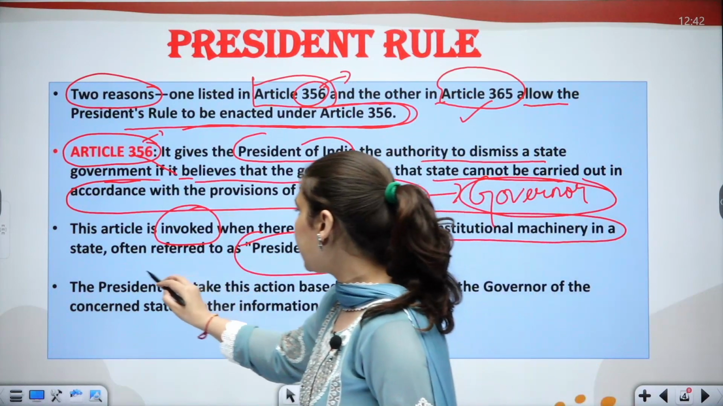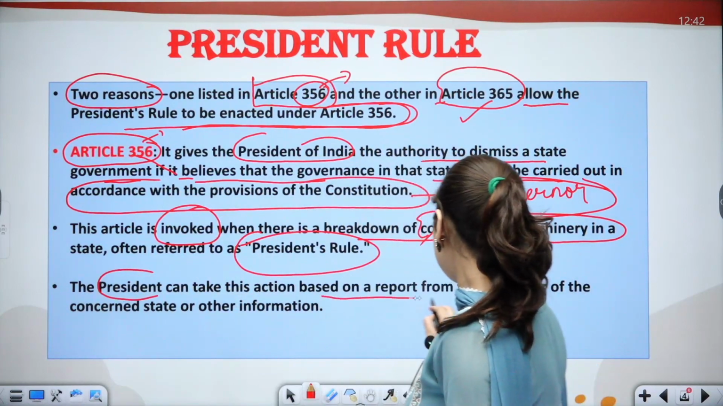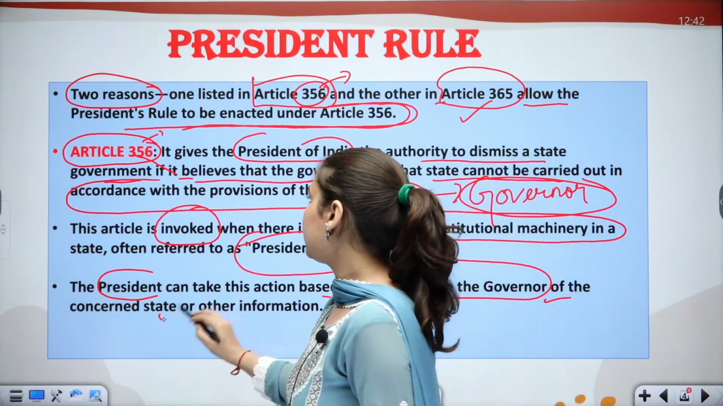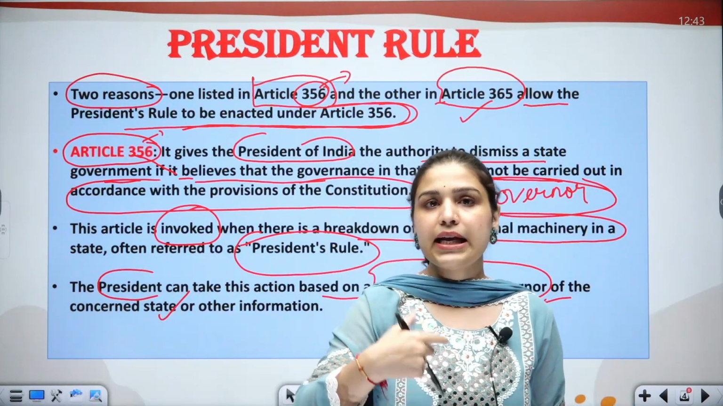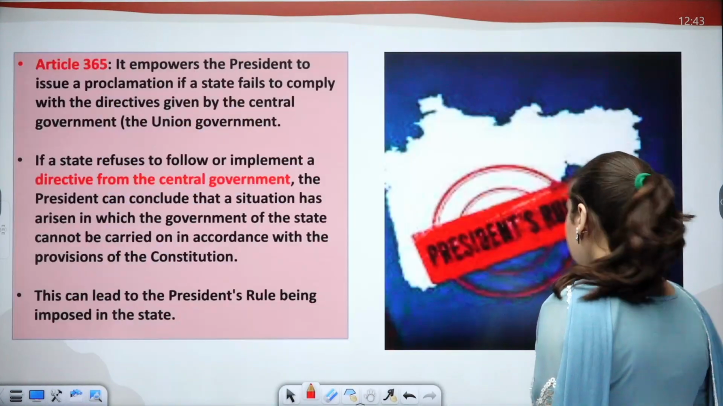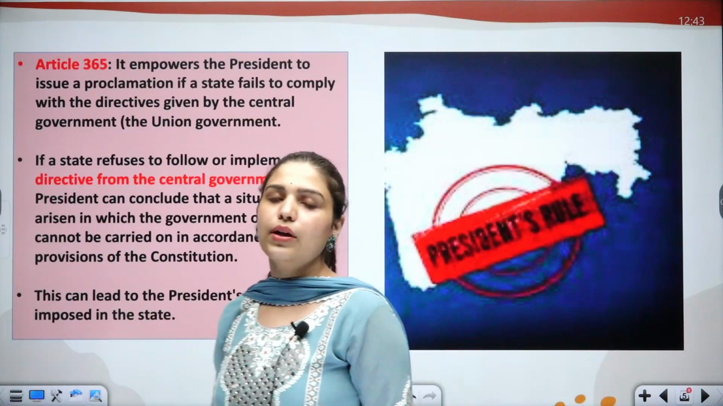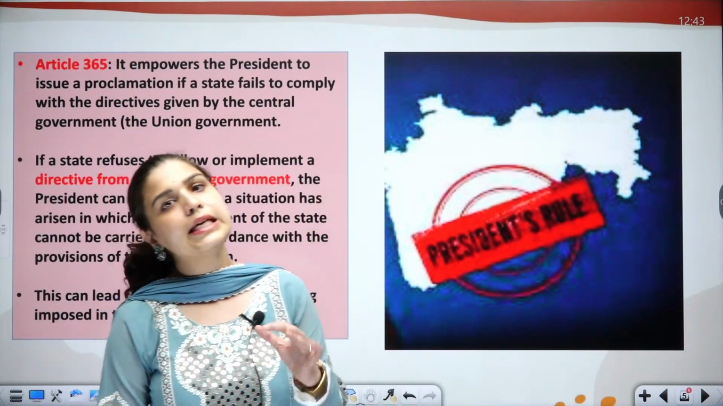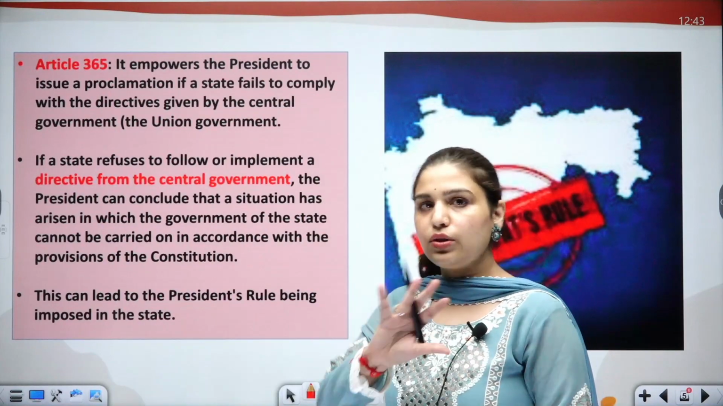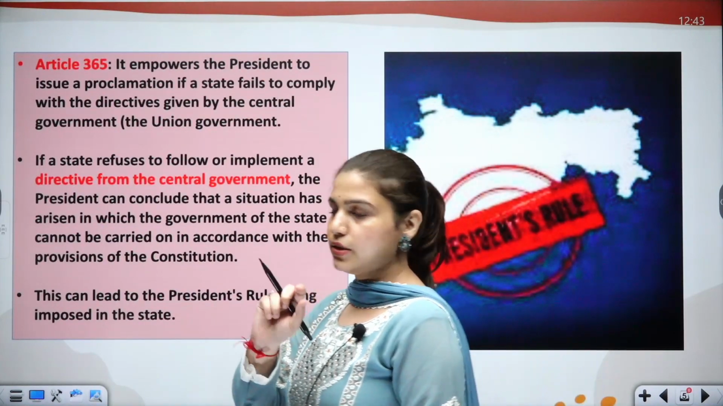The President can take this action based on a report of the governor of the concerned state or other information. Even if the President himself realizes that the constitutional machinery, the administration, is not being carried out in accordance with the provisions of the Constitution, the President can impose President Rule in that state. So that was about Article 356.